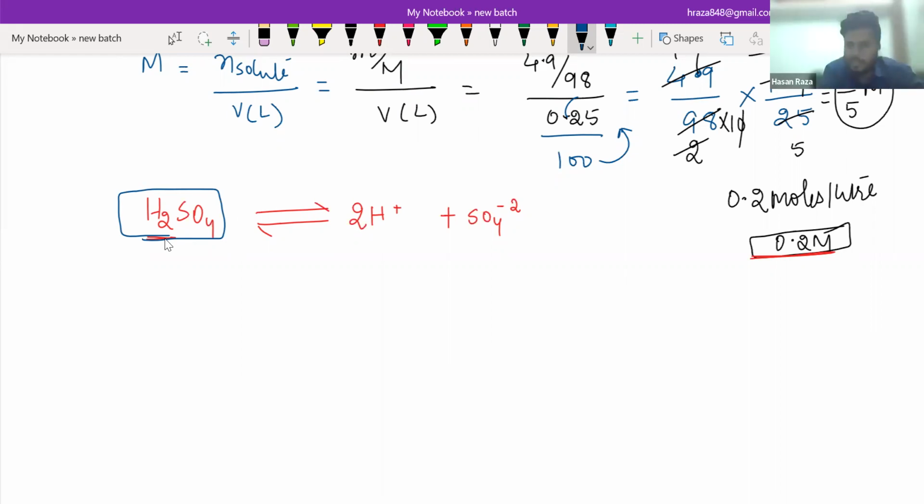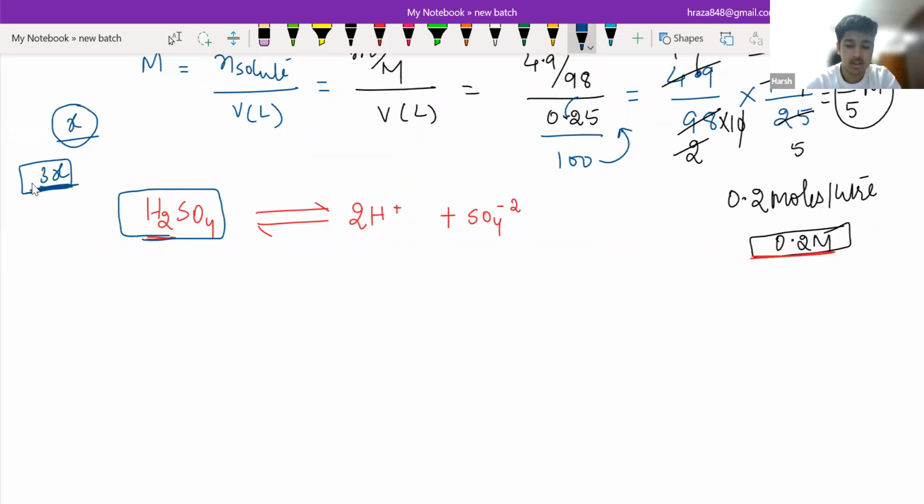Do you know what a coefficient is in mathematics? What is the coefficient of x here? 3. What is the coefficient here? 1. Very good. What is the coefficient here? Still 1. The numerical value, the number which is multiplied with a variable, is called the coefficient. Is that clear? Yes, sir.